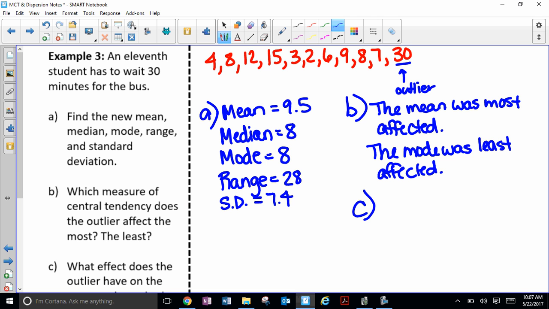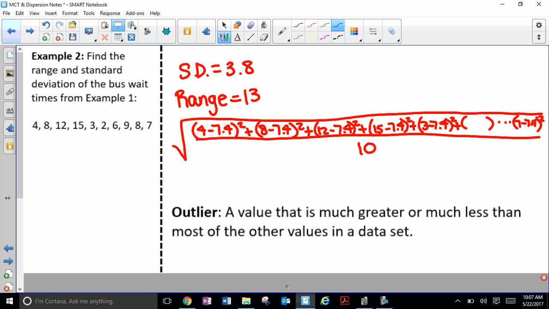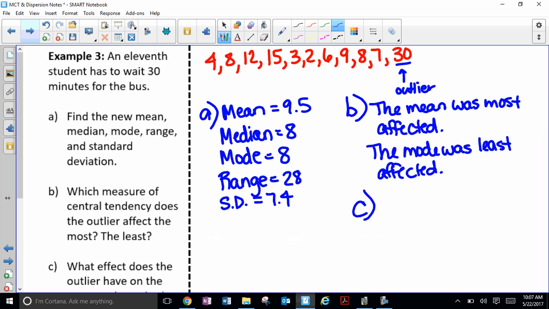Okay, and then part C says, what effect does the outlier have on range and standard deviation? So our range and standard deviation before, standard deviation was 3.8 and the range was 13. Well, now the standard deviation is 7.4. So it went up almost 4 whole points, and the range is now 28 from 13. So it makes the range and standard deviation much larger.